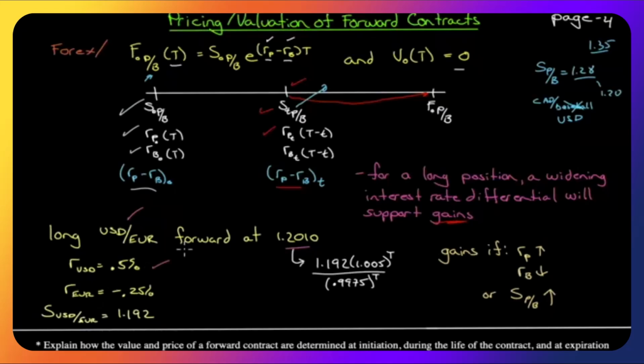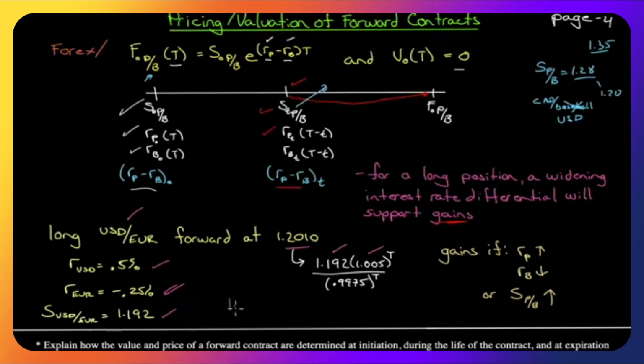What we observe on day 0 is the US interest rate is 0.5%. The euro interest rate is negative 0.25%, and the current spot exchange rate is 1.192. So we know we get our forward rate by taking our spot rate multiplied by the ratio of the two interest rates. Another easier way to think about it is this. Take the price currency and compound it by the price interest rate, and then discount it by the base interest rate. It's the same thing.